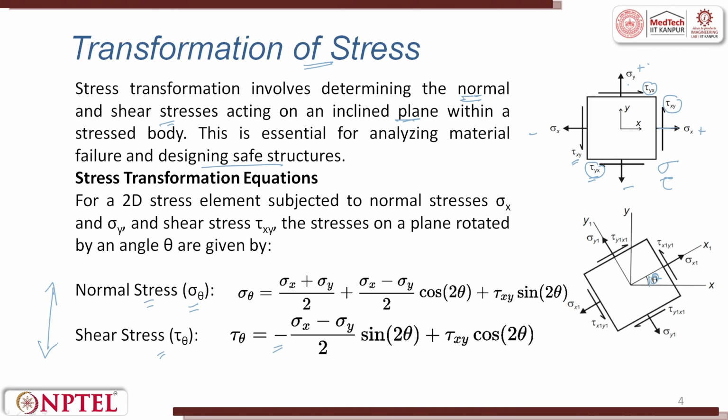Since a lot of syllabus has to be covered, we are not getting into how we derived these; we are just looking at the formula here. So, when the stress element is rotated by an angle theta, we get the normal stress sigma theta and shear stress tau theta. If it is not rotated by theta, then these cos terms and sin terms will disappear.